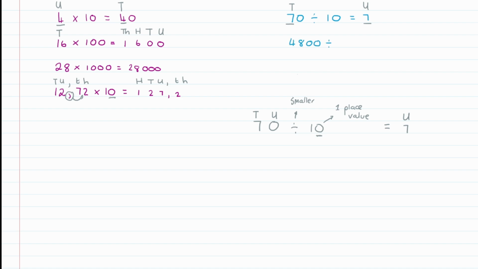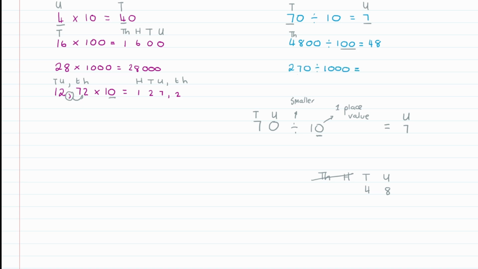Consider 4,800 divided by 100. 100 has 2 zeros, so this means that our number is going to get smaller by 2 place values. Originally, the 4 in 4,800 was in the thousands column. 2 place values smaller than thousands is the tens column. So if we shift the 4 into the tens, the 8 must now be in the units.